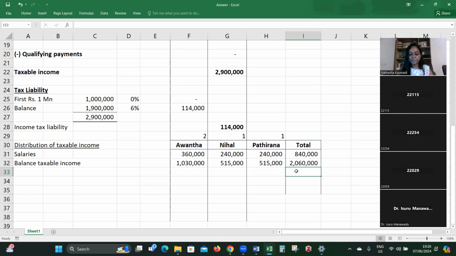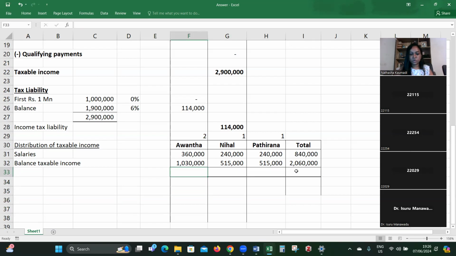Just take the totals and see. You have to take the totals: Avantha's total, profit share and the salaries, Nihal's total, Patirana's total. It's the same because of the same ratio. And the total is 2.9 million. See, our taxable income is 2.9 million. We have distributed the same taxable income among the partners, right? Do you have any doubts here? Are you clear up to this point? So this is how you distribute the taxable income after calculating.